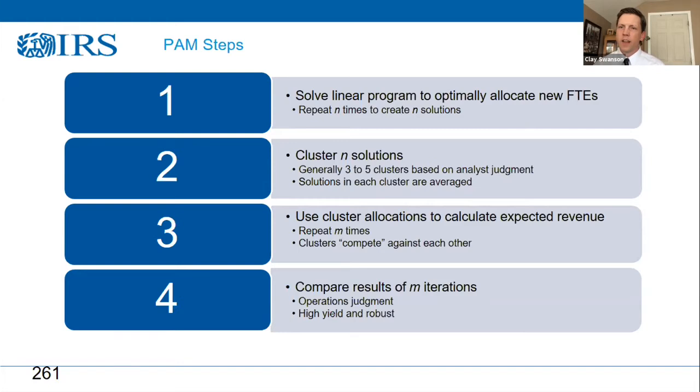Step 4 compiles all this data. It presents things like how many iterations each cluster won. What was the average expected revenue for each cluster? Was there a certain cluster that performed well in certain scenarios and not so well in others? Was there high variability? All this information is provided in tables and graphs for decision makers to look at. Next slide.